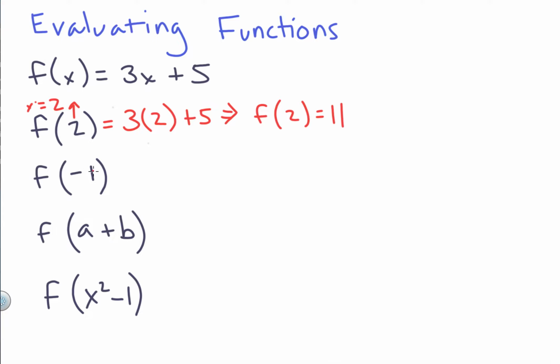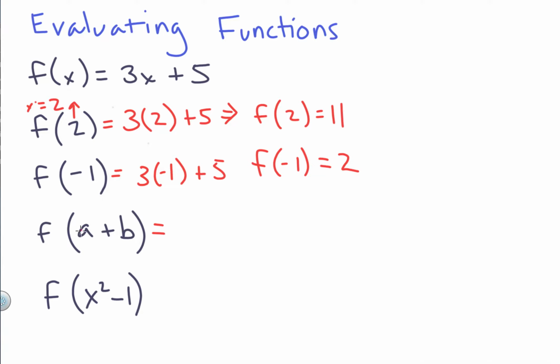We can plug in -1. You see how I use the parentheses when I am plugging values in? It just eliminates a lot of mistakes that can be made with negatives. So f of -1, we get -3 plus 5, or 2.